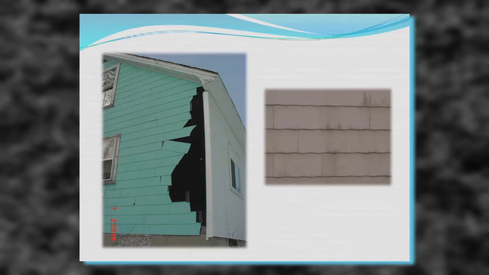We can also find asbestos in siding. And again, as long as the siding is in place, it's not crumbling or something like that, we're okay. One other place you might find asbestos is actually in drywall mud, believe it or not.